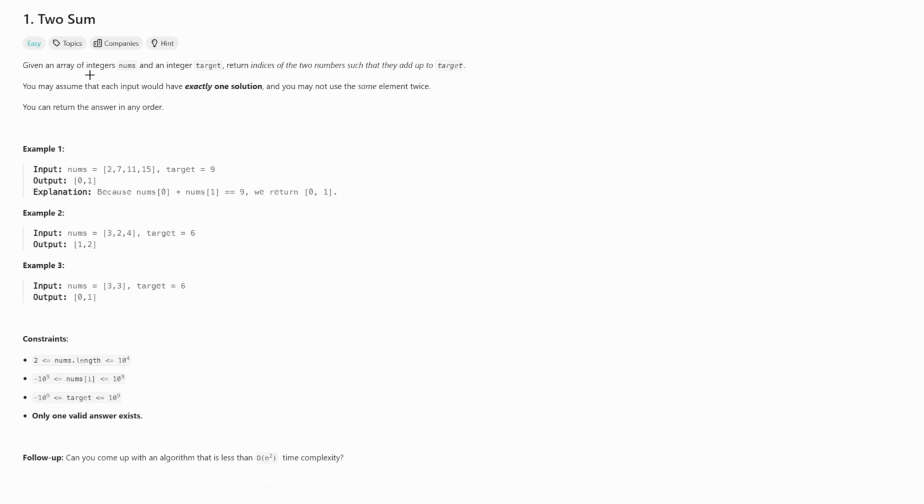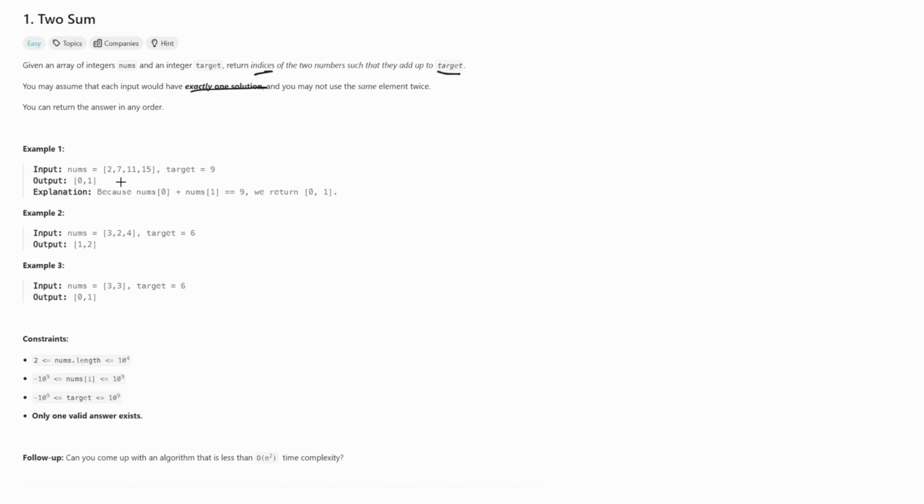Given an array of integers, nums, and an integer target, return the indices of the two numbers such that they add up to that target. So what do they give us? They say you may assume that each input would have exactly one solution, so we're guaranteed to have a solution, and you may not use the same element twice. You can return the answer in any order, or you can return the indices in any order.